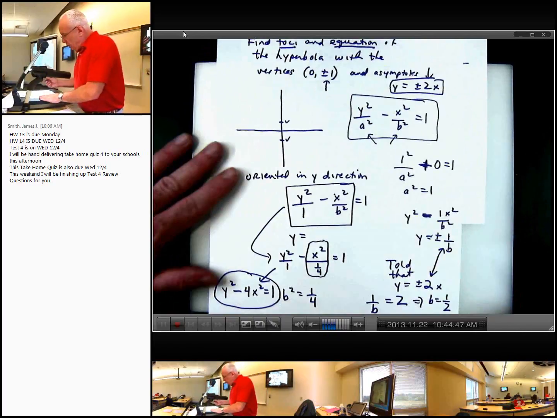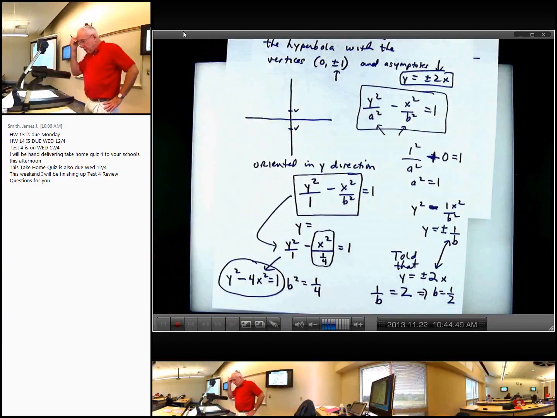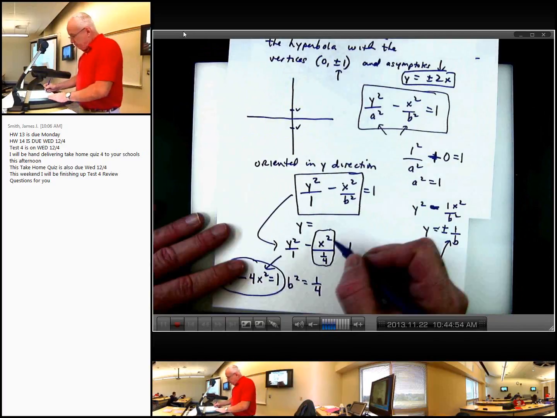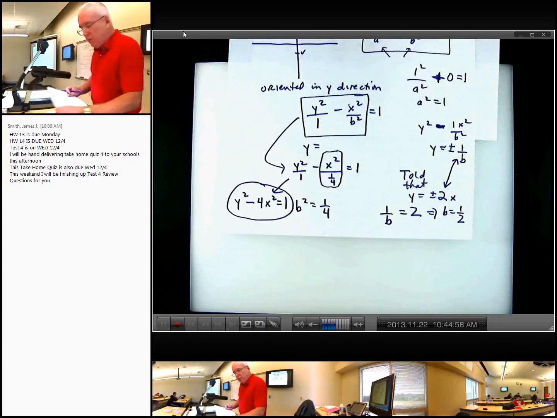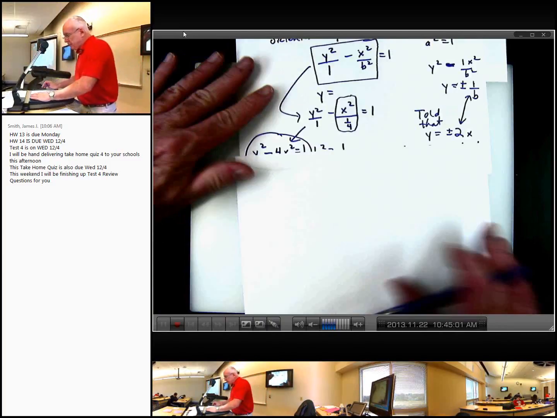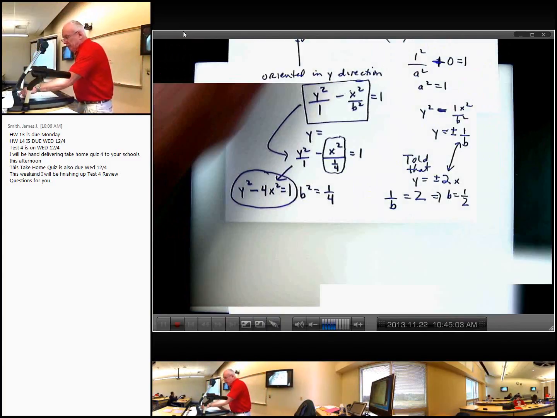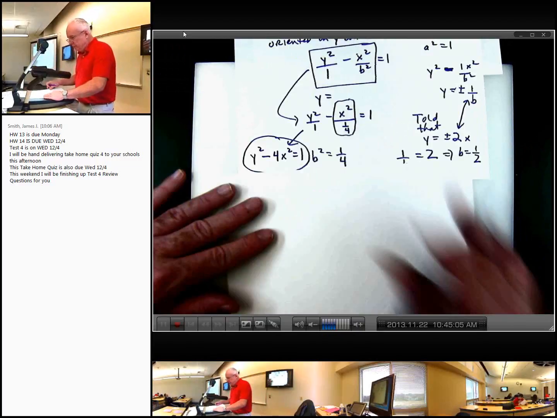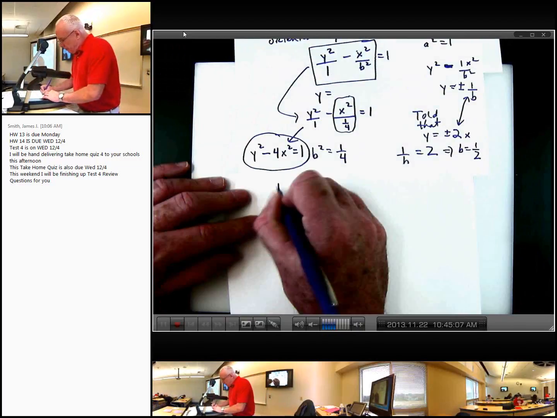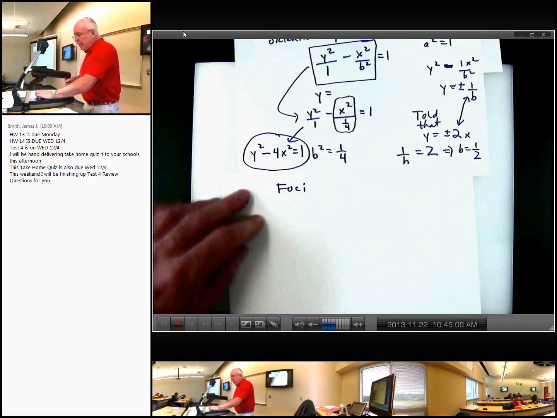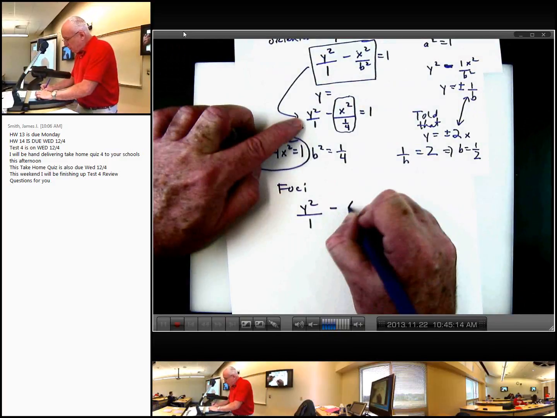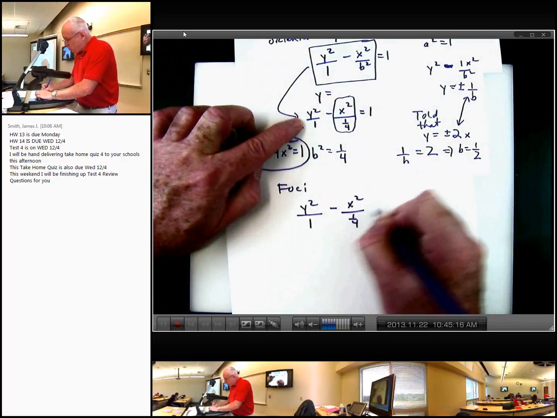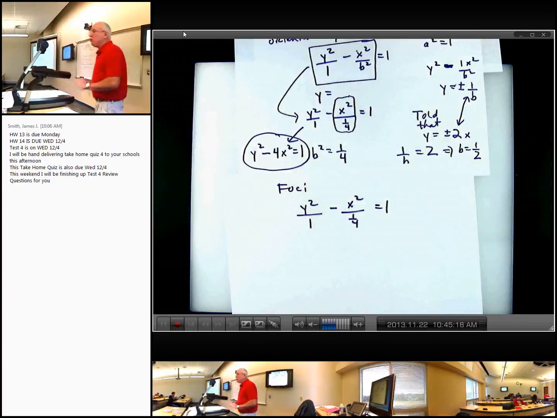So let's see, what's something else we could find out about this thing. Let's also figure out, we weren't asked it, but oh yeah, actually we were asked it. Find the foci. I haven't gotten that far yet. Okay, so what about the foci? We need to actually keep it in this form right here: y squared over 1 minus x squared over 1/4 equals 1, in order to do the foci.